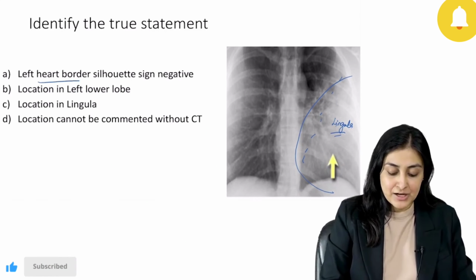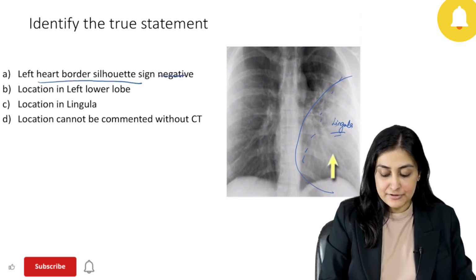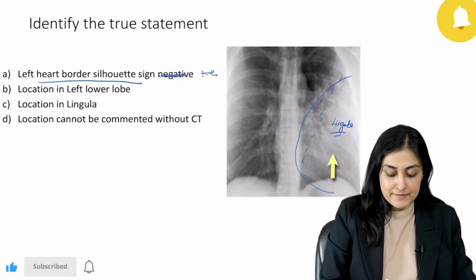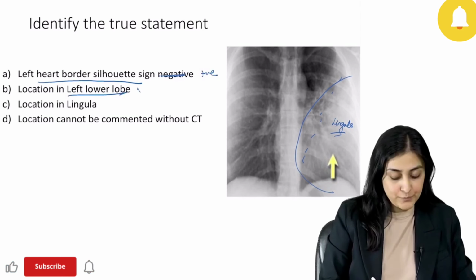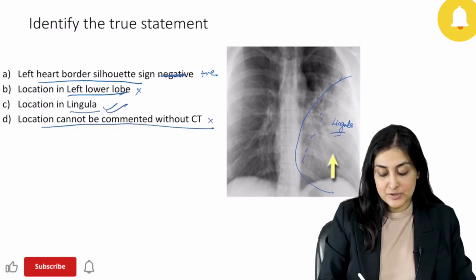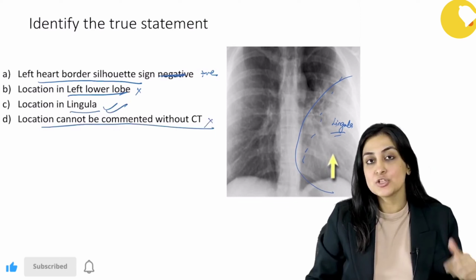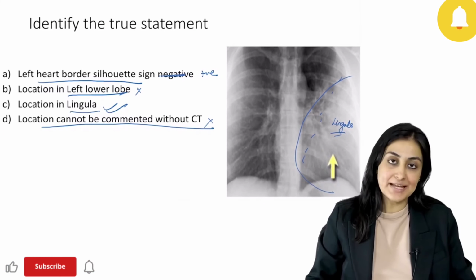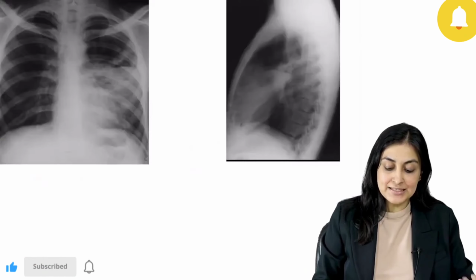Alright. So can I say the left heart border silhouette sign is negative? No, it is positive. Located in the left lower lobe? No. Located in the lingula? Yes. Location cannot be commented on without CT? This is wrong. We can comment on the location based on the silhouette sign. Right, so this is how the silhouette sign works.